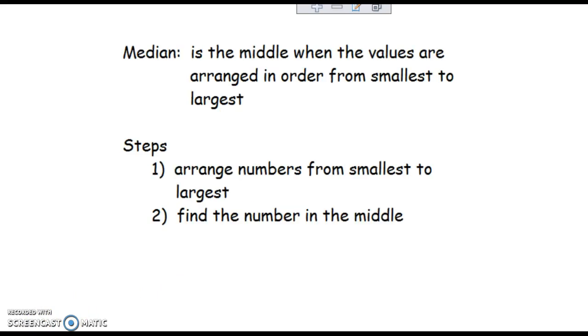The second measure of central tendency is median. The median is the middle value when the values are written from smallest to largest. To find the median, our first step is to ensure that the numbers are written from smallest to largest. If they are not, we will need to rewrite the numbers in order from smallest to biggest. Once we do, all we need to do is find the middle term.